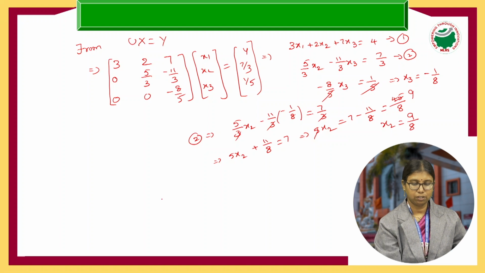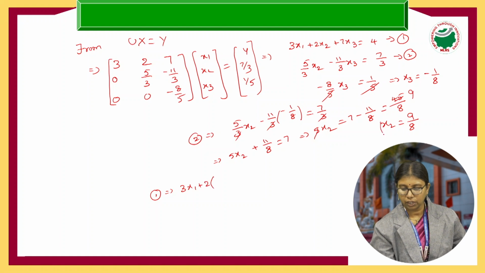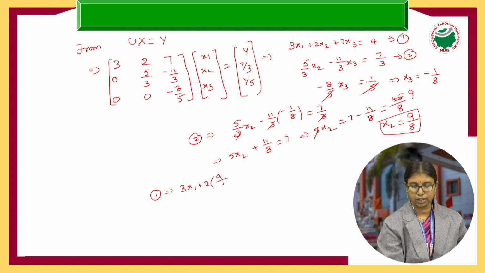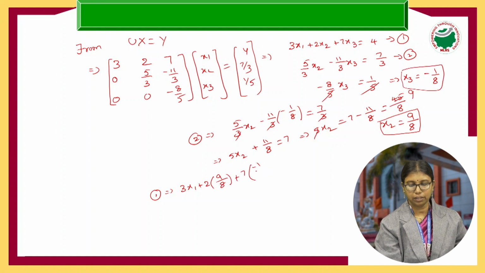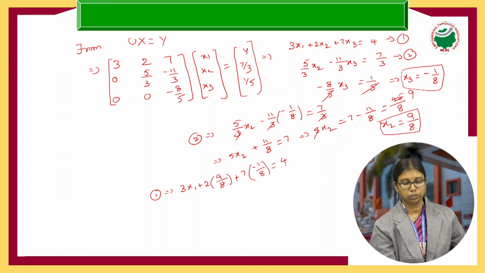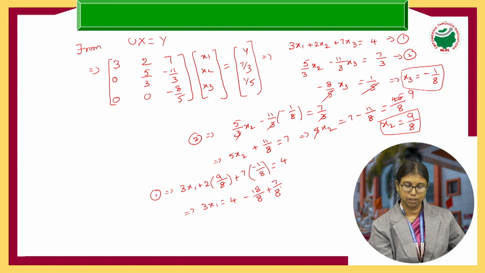Now substitute these two values in equation 1. Then equation 1 is 3x1 plus 2 into x2, which is 9 by 8, plus 7 into x3, which is minus 1 by 8, equal to 4. Now simplify this one. I'll take these two values to the right hand side, then 3x1 equal to 4 minus 18 by 8 minus 7 by 8, which means here you will get plus 7 by 8. So this is 4 minus 18 plus 7. Here the denominator is the same, so you can add the numerator values. Minus 18 plus 7 is minus 11 by 8.